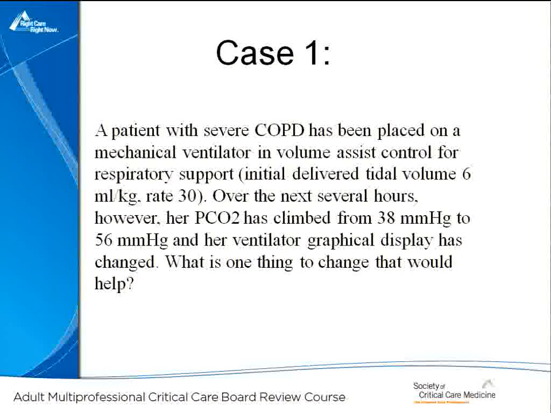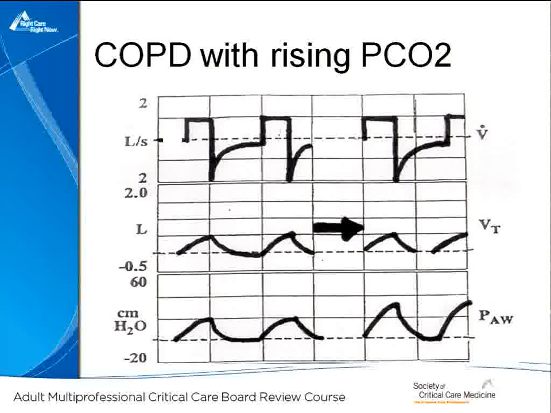So, number 1. A patient with severe COPD has been placed on a mechanical ventilator in volume assist control for respiratory support with the initial tidal volume at 6 mLs per kilo, a rate of 30. Over the next several hours, however, her PCO2 has climbed from 38 millimeters of mercury to 56 millimeters of mercury, and her ventilator graphics have changed. What is the one thing to change that would help here?